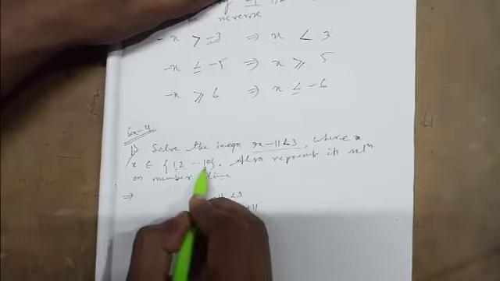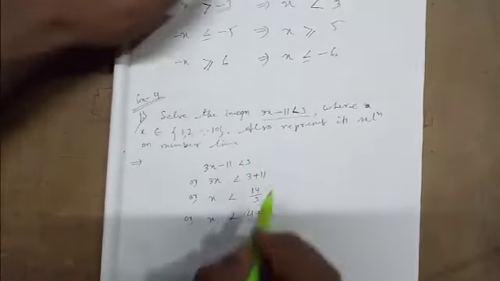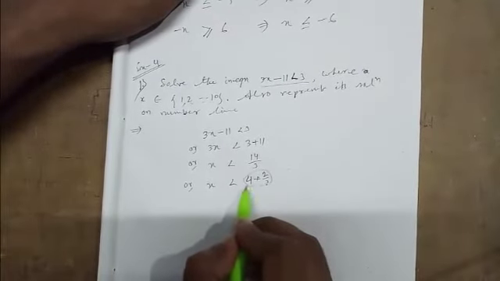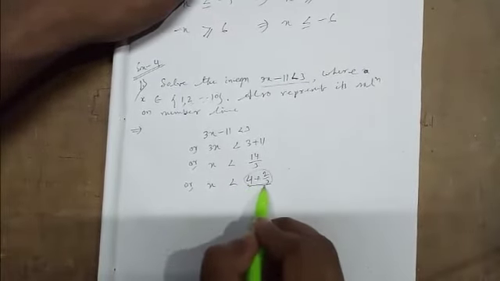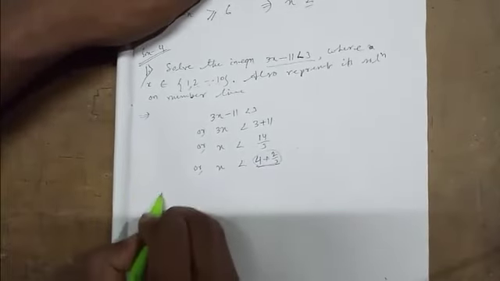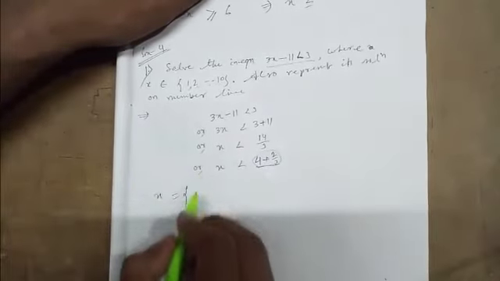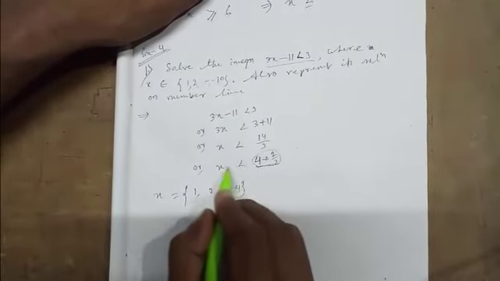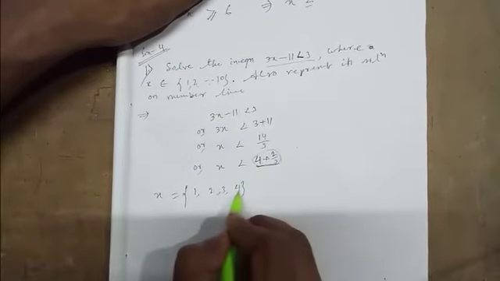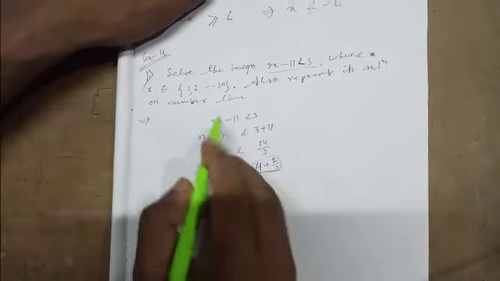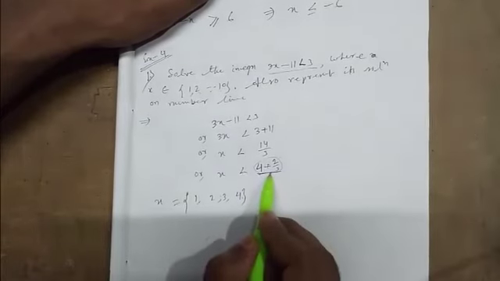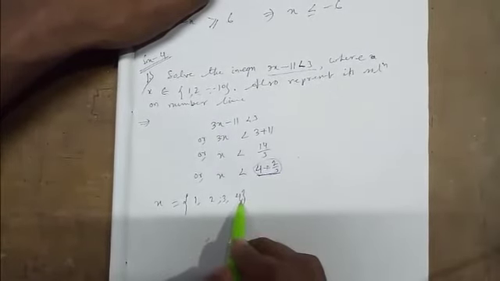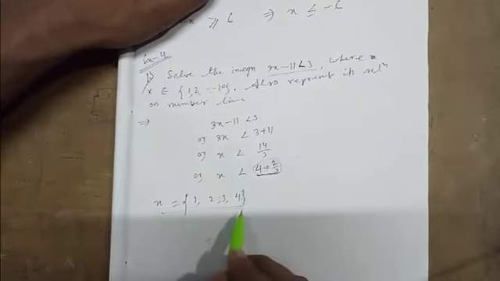Here x equals 1, 2, 3, and so on up to 10. That means the last value of x will be 4, because x is less than this value. The solution set will start from 1, 2, 3 and 4. If we put the next number, that means 5, it will be greater than this value, so we cannot put the number 5. That means the solution set is this.